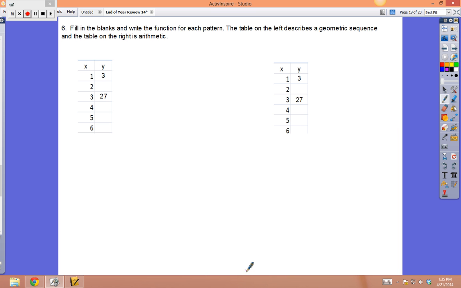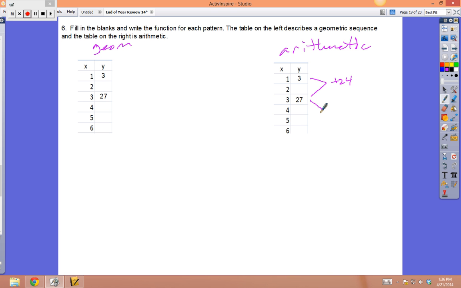Okay, fill in the blanks. This is a geometric, and this is arithmetic. Arithmetic means it's growing by addition. It's linear. So 3 to 27, that jumped up 24.